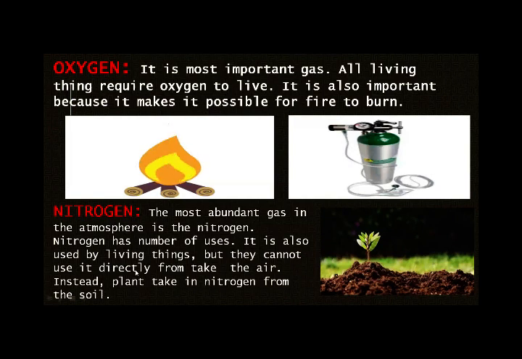fertilizer, but plants can't use it directly from the air. Instead, plants take in nitrogen from the soil. We can use nitrogen as a fertilizer. You can observe that farmers use different types of fertilizer which contain nitrogen. So nitrogen is very important to living organisms, but it is not used directly. Okay, so first is oxygen, the second is nitrogen.